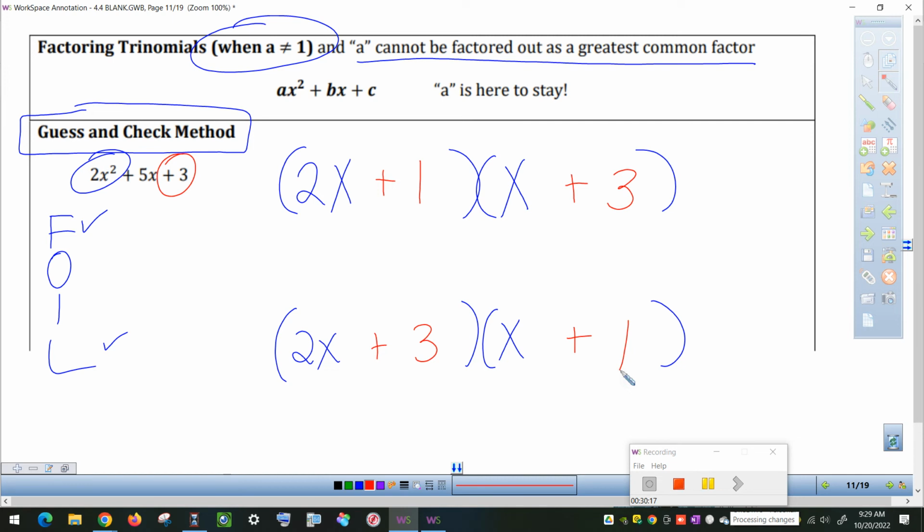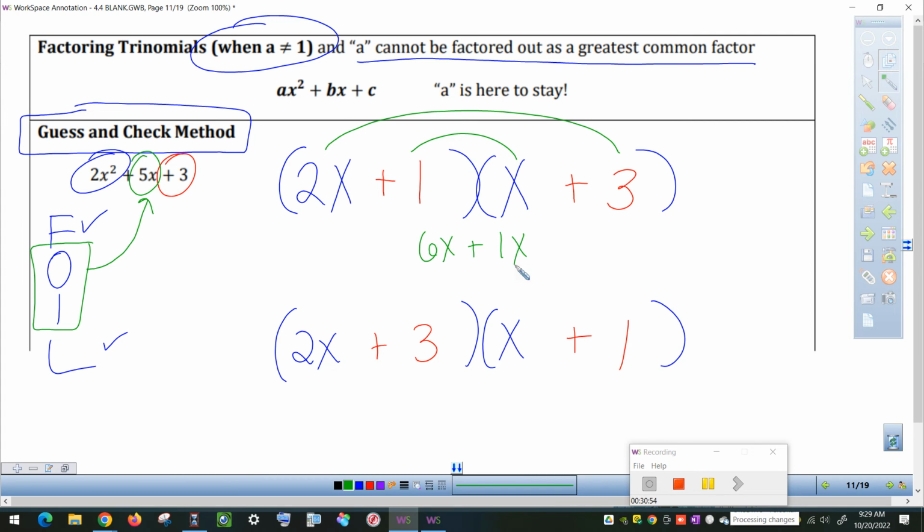We can think about the middle part of FOIL. What it's going to come down to is what is the outside term and what is the inside term. Because the outside term and the inside term has to add to be 5x. And only one of these options is going to do that for us. So if we look at the first option, the outside term, 2x times 3 is 6x. The inside term is 1x. What's 6x plus 1x? 7x.